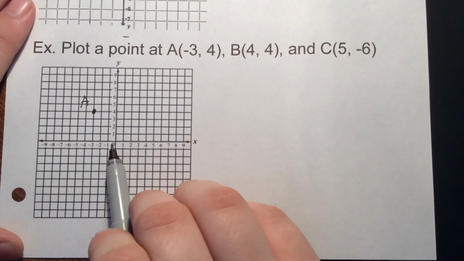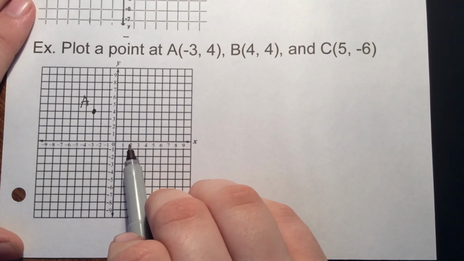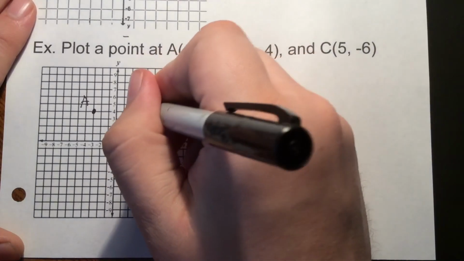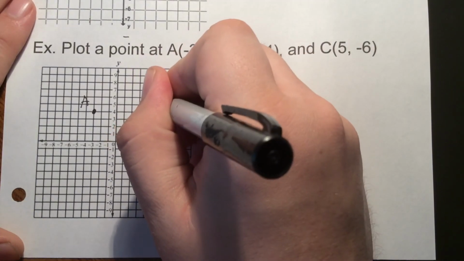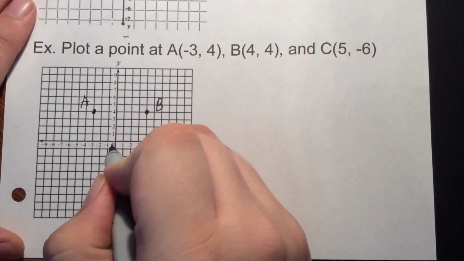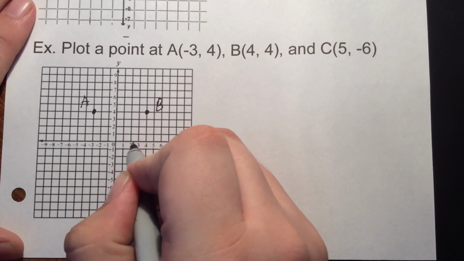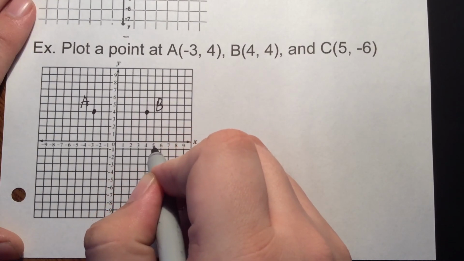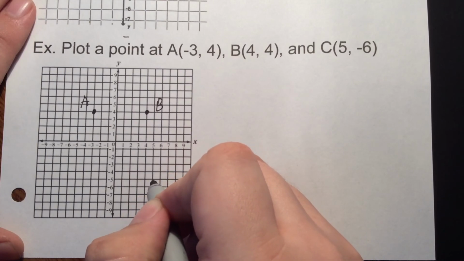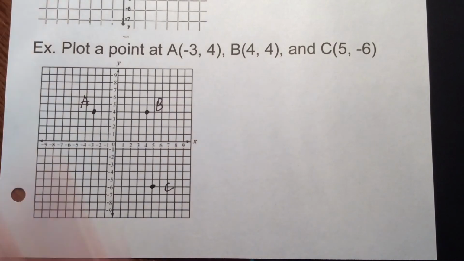B is at 4, 4. So again, start at the origin and you go 1, 2, 3, 4. 1, 2, 3, 4. That one is B, and then C is 5, -6. So 1, 2, 3, 4, 5, and then we're going 6 down. 1, 2, 3, 4, 5, 6. And that's how that works.